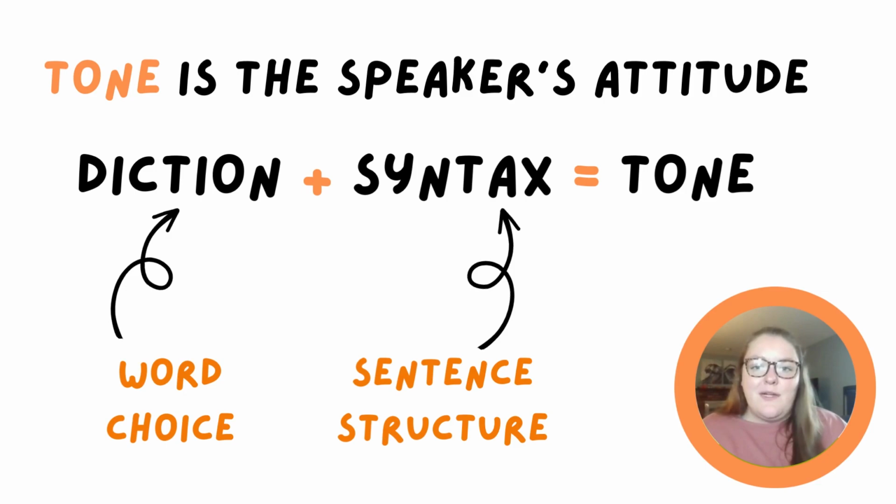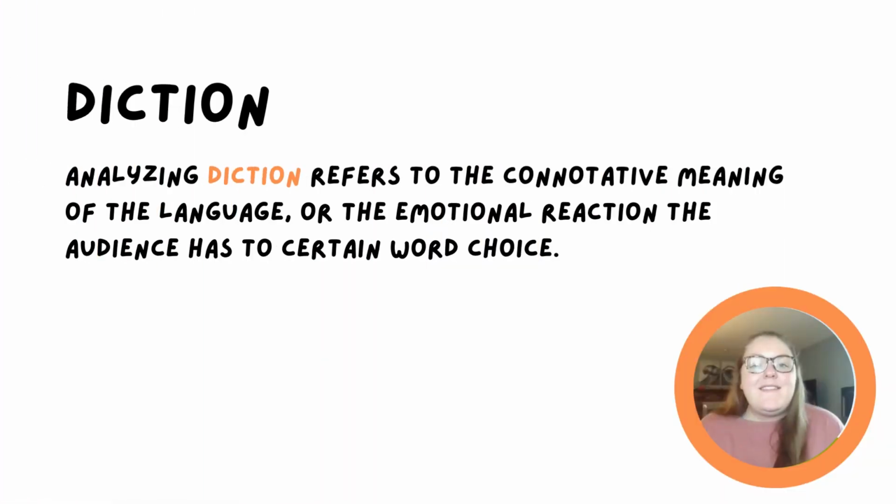These two things work together to reveal a speaker's attitude or the tone. Let's start with diction. Diction refers to the connotative meaning of the language, or the emotional reaction that an audience has to certain word choice. Think of it this way.